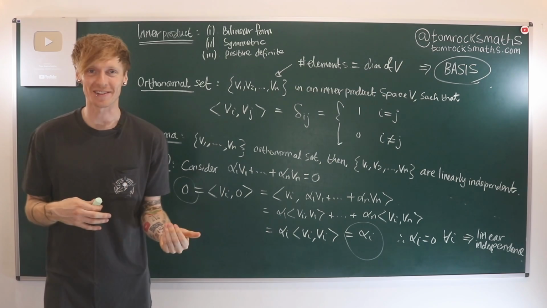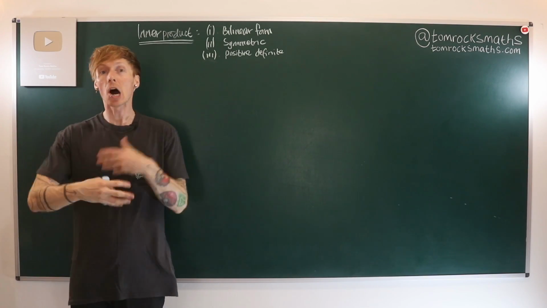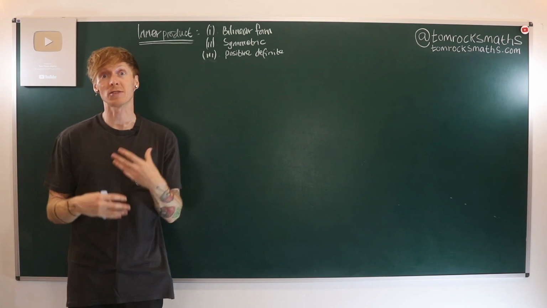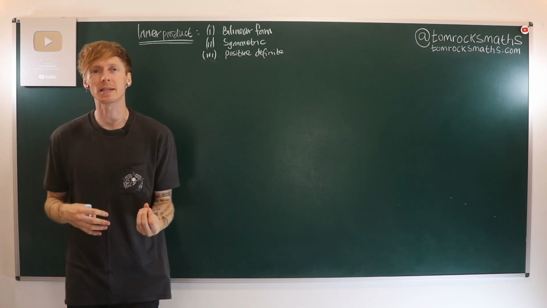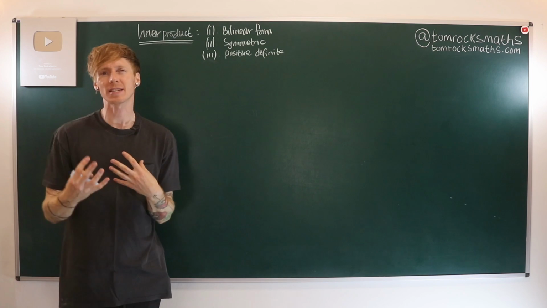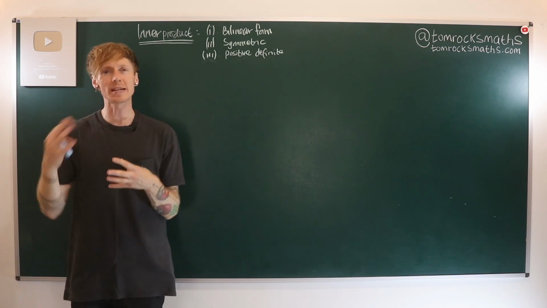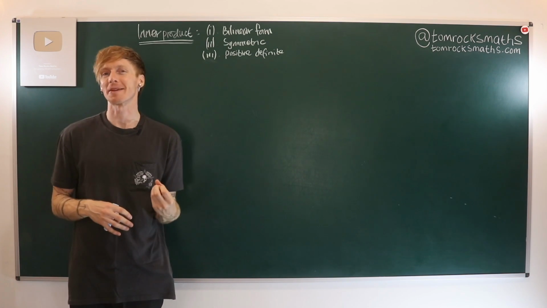The final concept that I want to discuss today is that of a complex inner product space. So everything we've talked about so far has been related to real inner product spaces where we are looking at our vector space over the real numbers. But now we're going to change that and actually take our field to be the complex numbers.